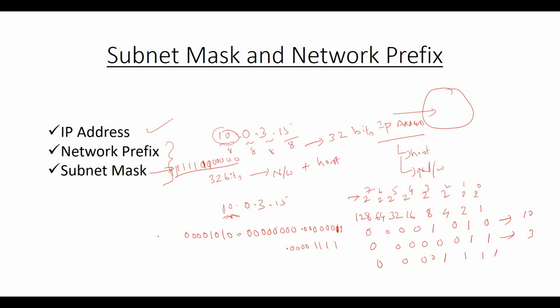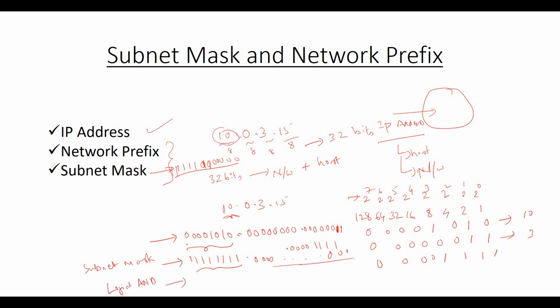Now we need to identify the network part of this IP address. The subnet mask will identify the network part. To get the network part of this address, we need to mask the corresponding bits with 1s. For example, if we want these 8 bits to represent the network part, we need to use a subnet mask of 8 ones here. The remaining we put all zeros, so a total of 24 zeros here. Only the first 8 bits will be ones.